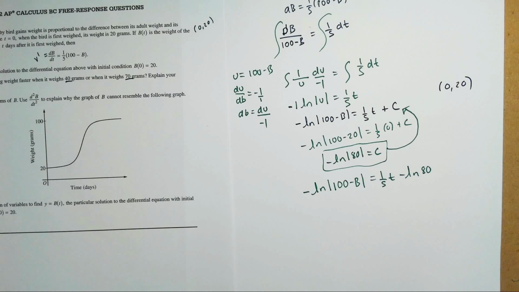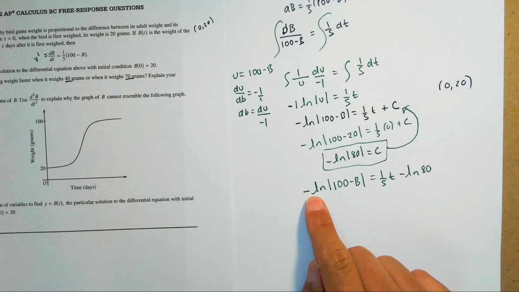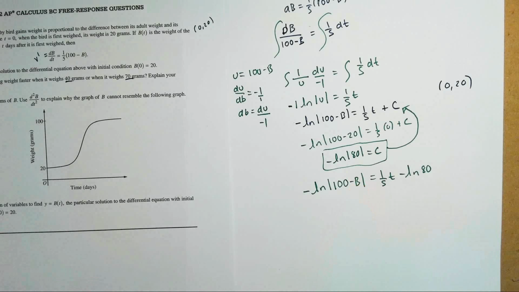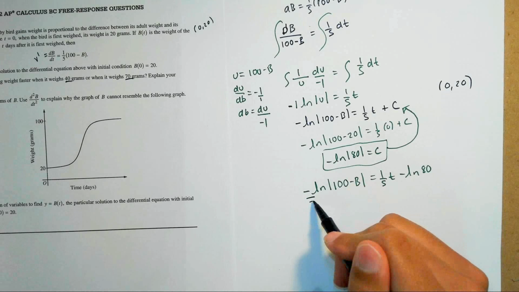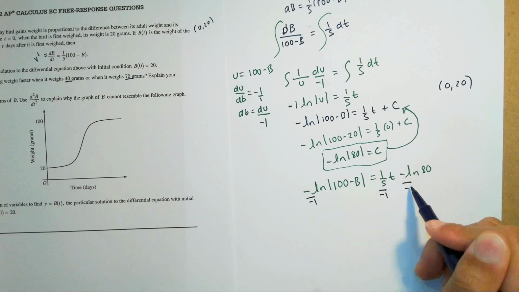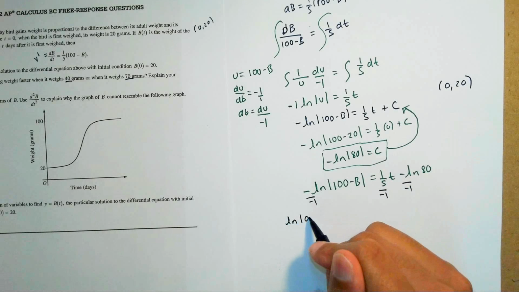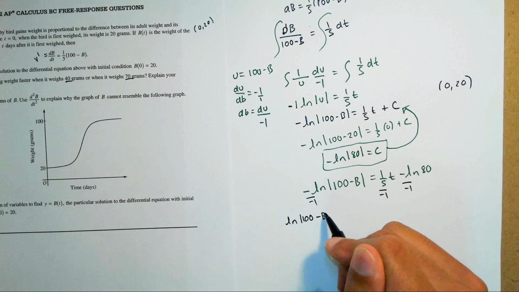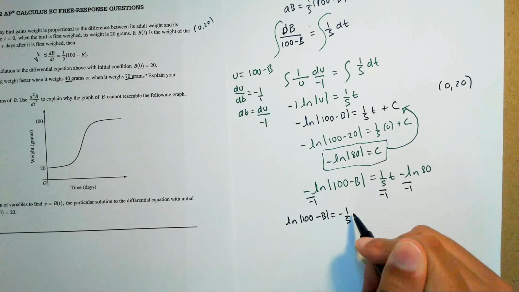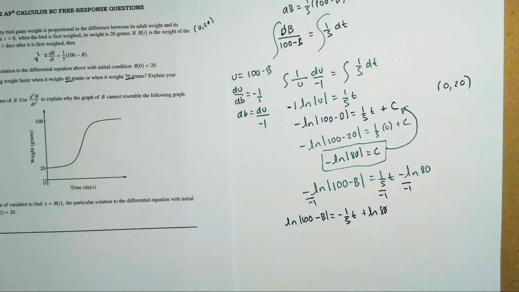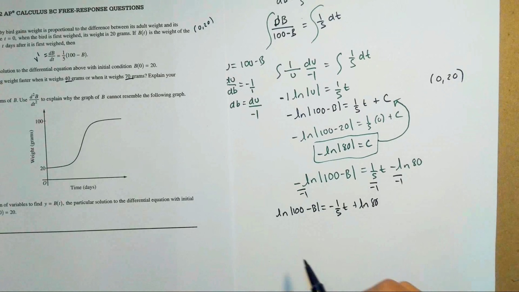Now you have to ask yourself, okay, well, I don't really want this ln there. I don't want this negative there. I want to get ln by itself so I can get b by itself. So I'm going to first divide by negative 1, which means divide this by negative 1, which means divide this by negative 1. And you're going to end up getting ln absolute value of 100 minus b is equal to negative 1/5 t plus ln of 80. Now your next step is to get rid of this ln. Well, think about it.